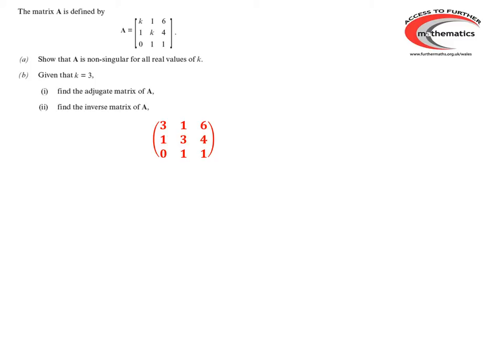Right, so they're now asking us to put k equal to 3. And we're being asked first of all to find the adjugate matrix of A, which is sometimes called the adjoint matrix of A. To do that, the major step, and the one that's going to require all the working, is actually to find the preliminary to the adjugate, which is the cofactor matrix.